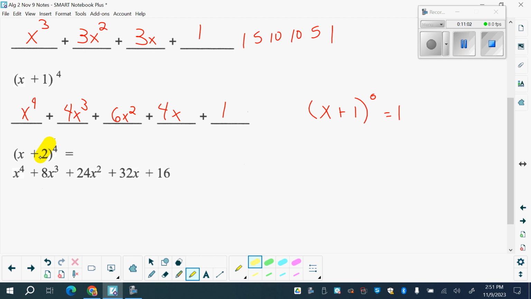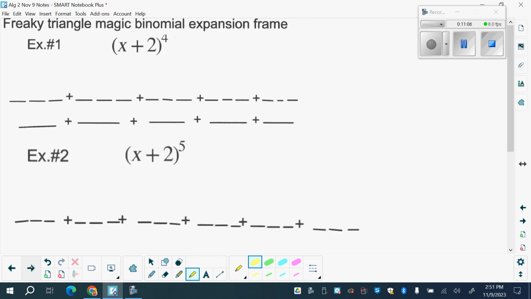Okay, ready? Okay with that? Can I move on to the next slide? Yes. Okay, so we are going to find x plus 2 to the 4th. So we look at which row is on the triangle. The numbers are 1, 4, 6, 4, 1.